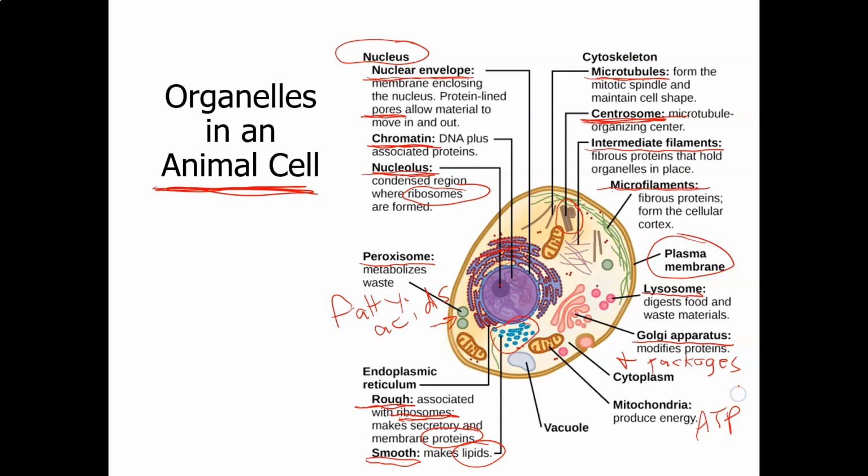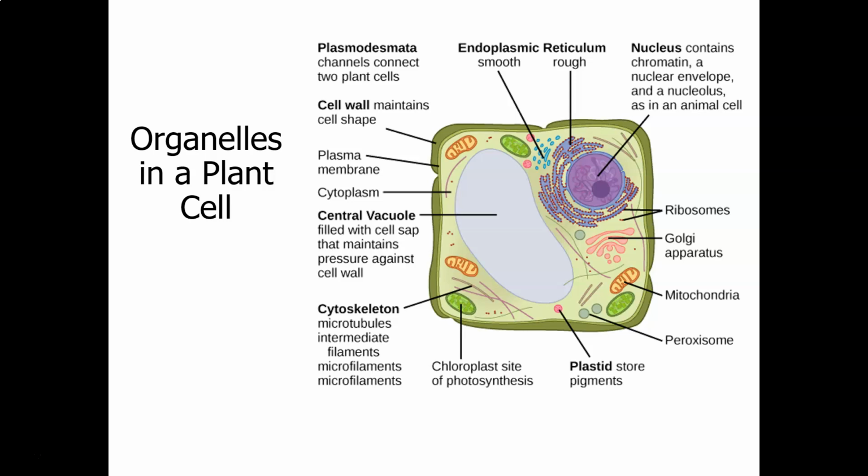A vacuole is a storage molecule. It's larger than a vesicle, and whereas a vesicle is small and round, a vacuole can be kind of shapeless, it won't have a fixed shape to it. And in a plant cell, we see that there is a plasma membrane and cytoplasm, just like the animal cell. There are three things that the animal cell did not have.